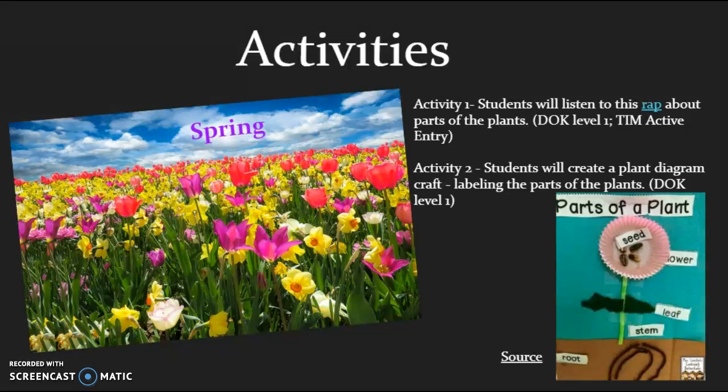Then activity 2 is students will create a plant diagram craft, labeling the parts of the plant, which is a DOK level 1 entry, labeling. And then obviously the materials would be supplied by the teacher, and there would be a sample that they can look at.